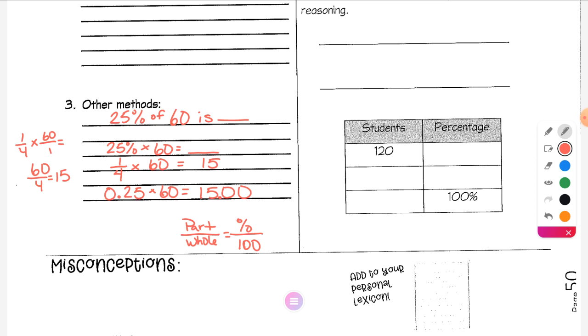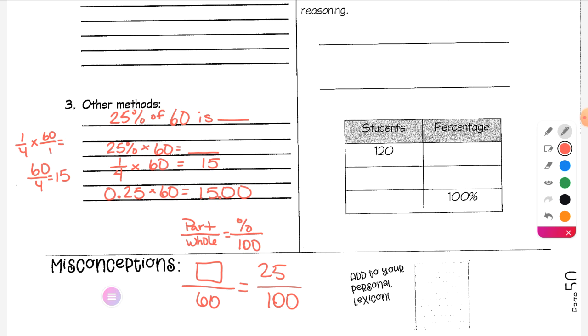In this problem, do I know the part? No, because that's what I'm trying to find. We've already found it, but we're pretending we don't know it. So I'm going to put a box on top. What is the whole that it gave me? 60 equals, what percent did it give me? 25. And since I'm putting it over 100, I can just leave that as 25.